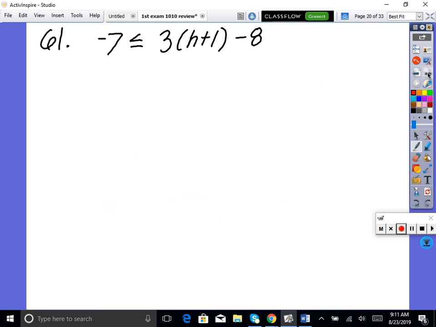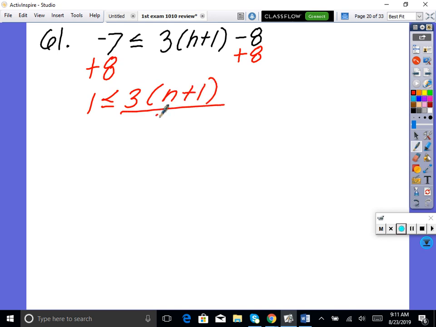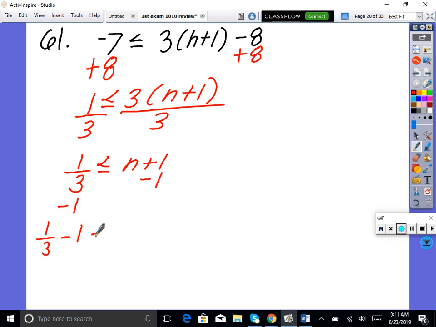All right, with this one, we're going to go ahead and solve for n. So I'm going to add 8 first. So now I have 1 is less than or equal to 3, n plus 1, divide by 3. You could distribute or you could divide. I'm going to just go ahead and divide by 3. 1/3 is less than or equal to n plus 1, so then subtract 1. 1/3 minus 1 is less than or equal to n.